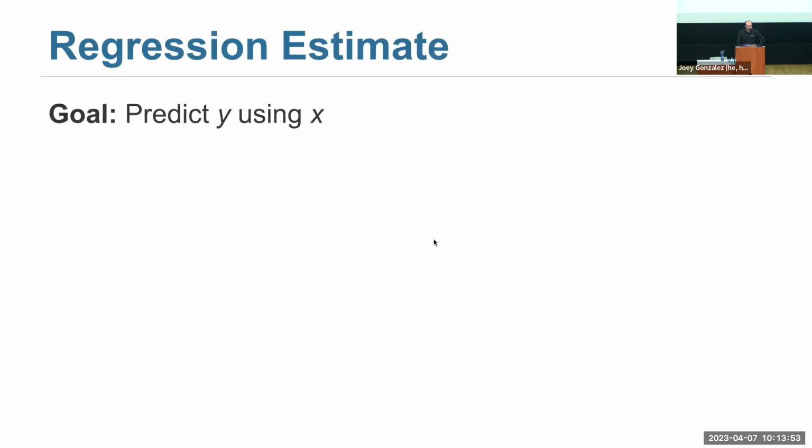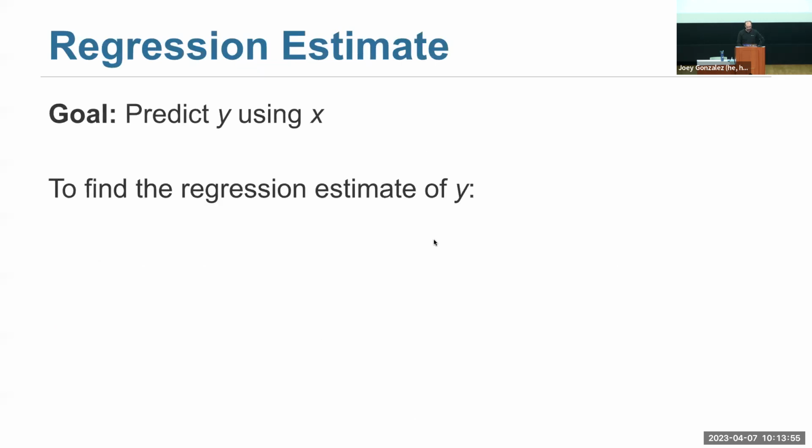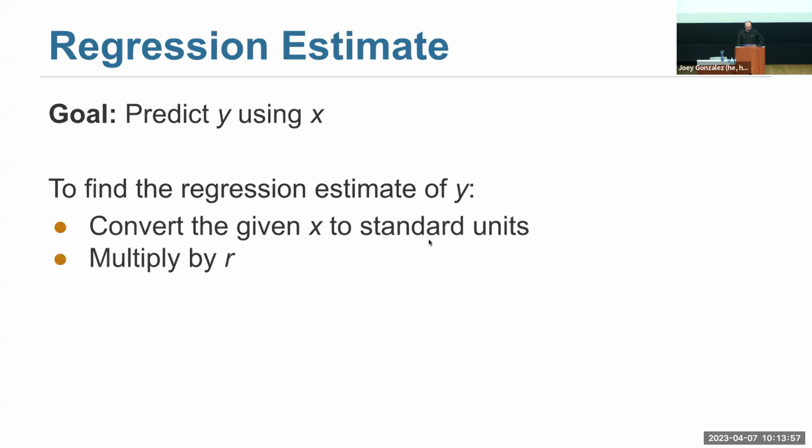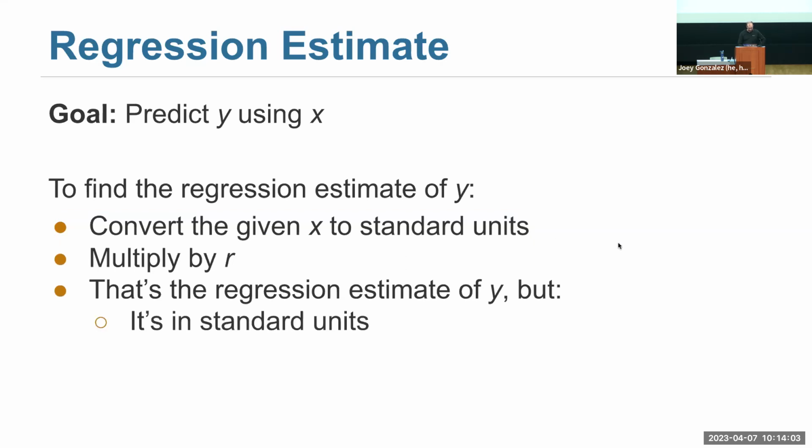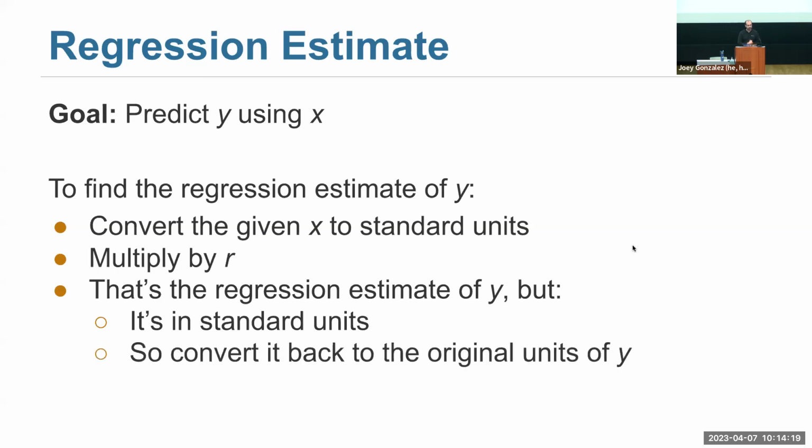Regression estimate. This is the equation that we derived. To predict y using x, find the regression estimate of y. Here's how we do it. Convert the given x to standard units. The process for doing this, which is what you would do on an exam, is that given an x, you convert it to standard units and multiply by r. That gives you the regression estimate for y in standard units. And we need to convert it back to the values of y.